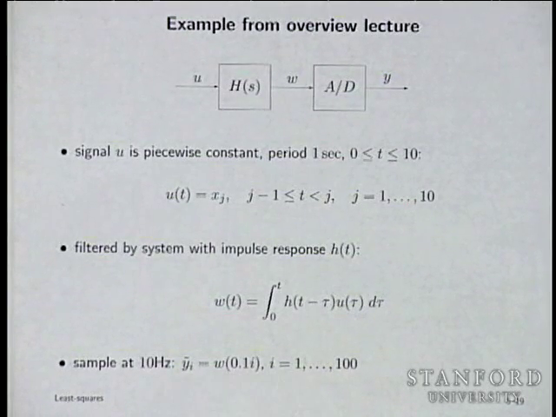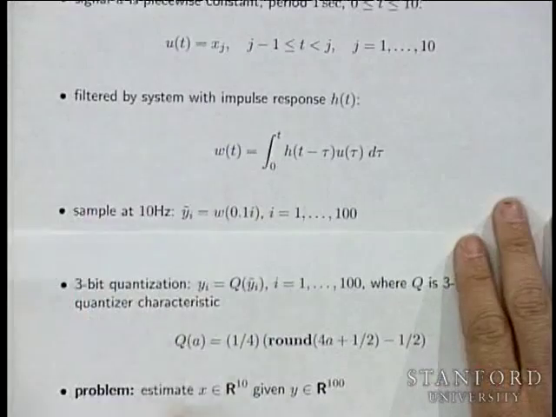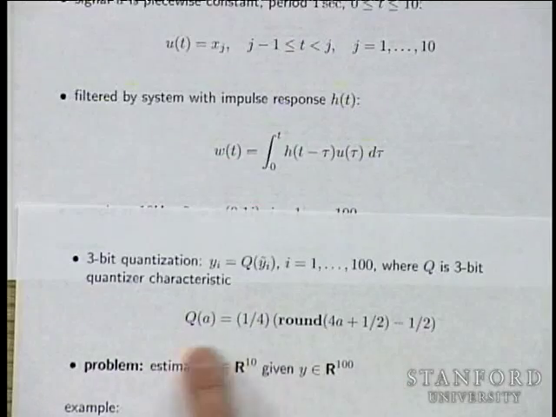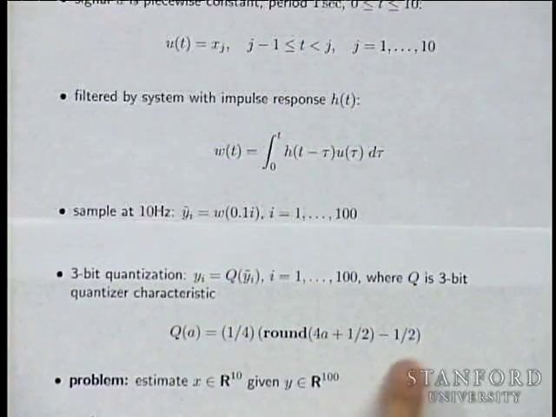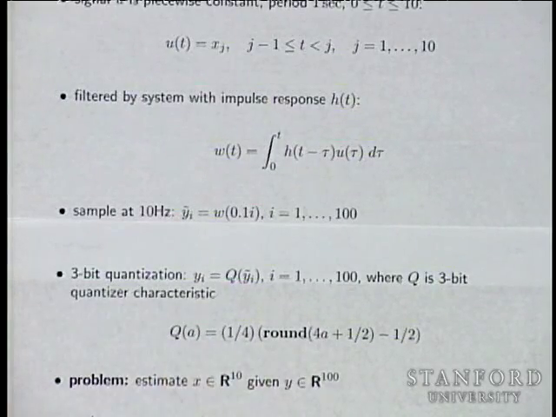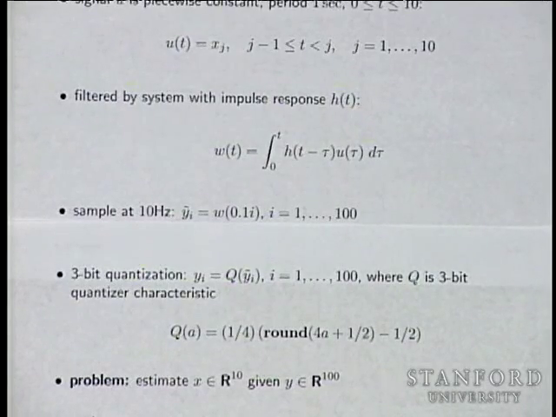And now comes the part that's tricky. We actually subject that to 3-bit quantization. And the formula for that is this. So the quantizer characteristic is this. And this basically selects the nearest of 8 levels spread over the interval -1, 1. So that's what this formula does.